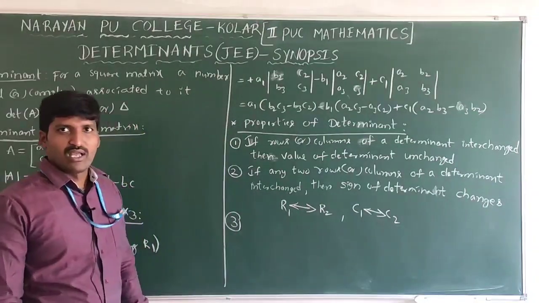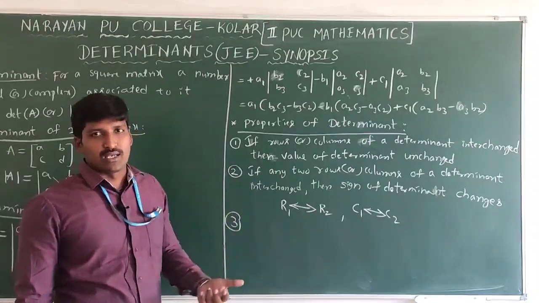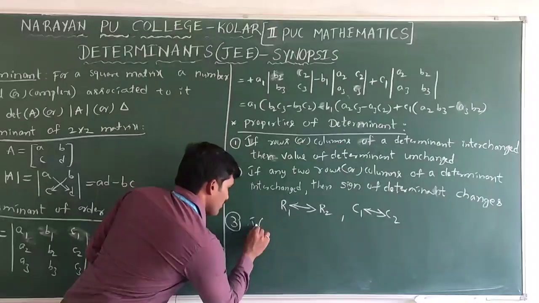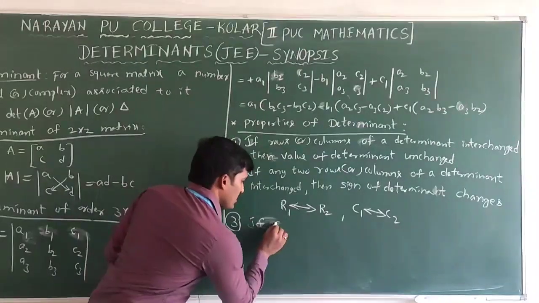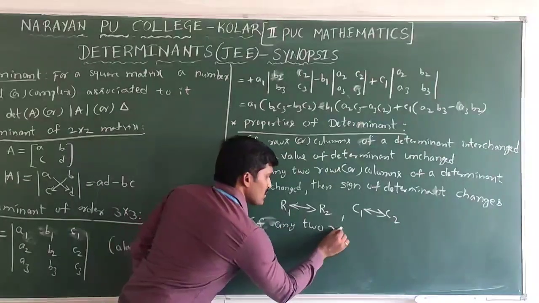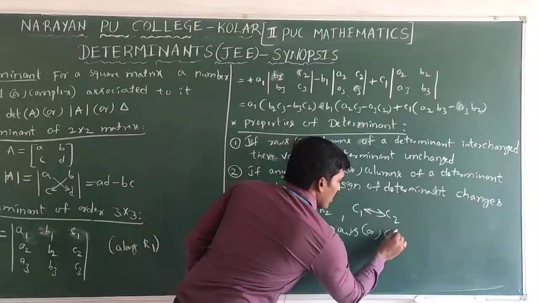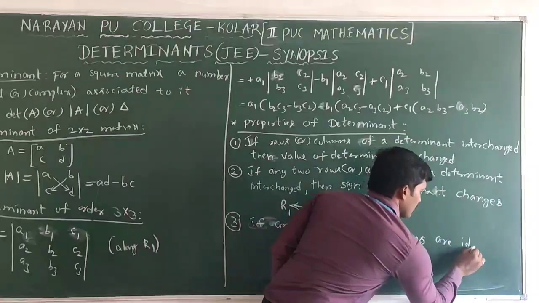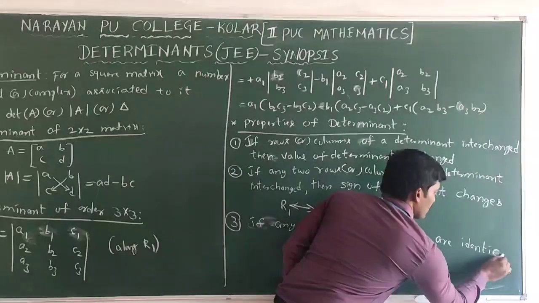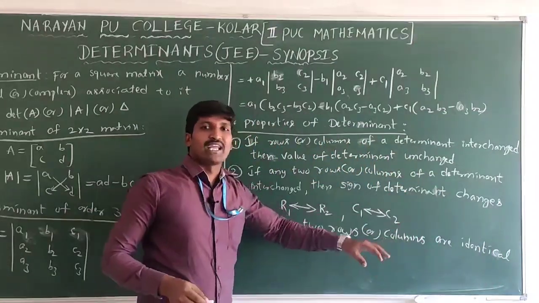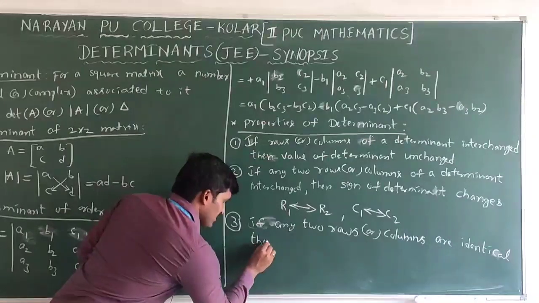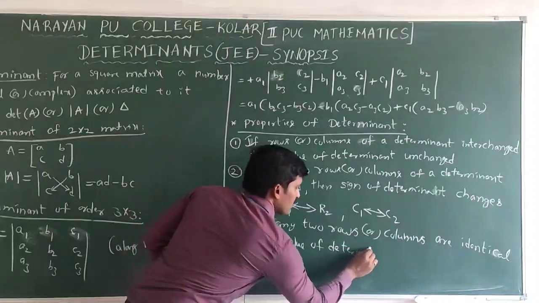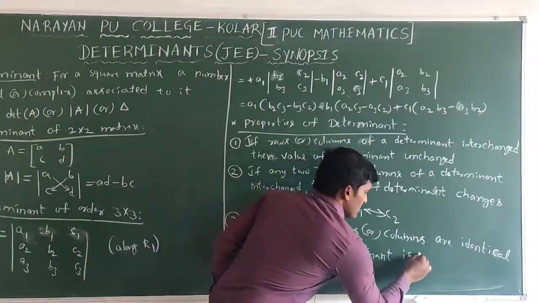Next, the third one. If any two rows or any two columns are identical, nothing but corresponding elements are the same, then the value of the determinant is 0.